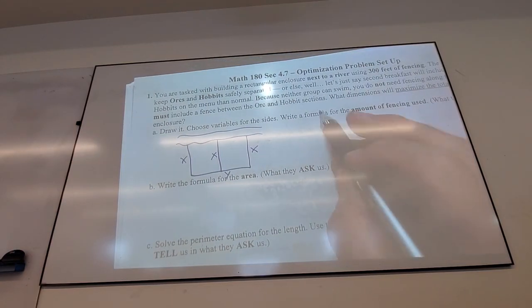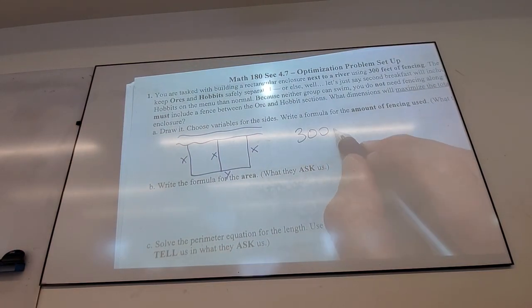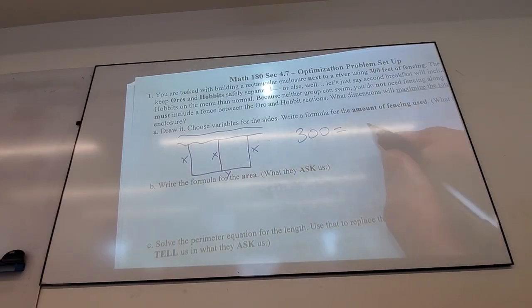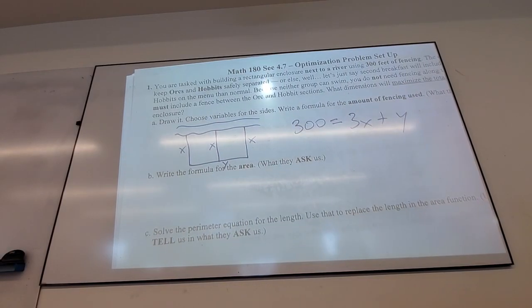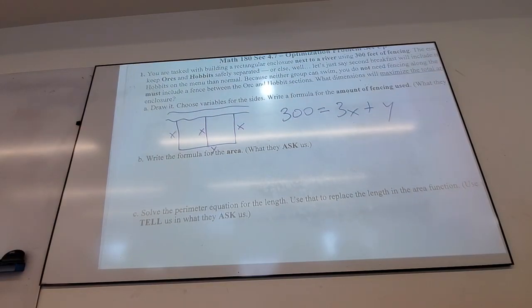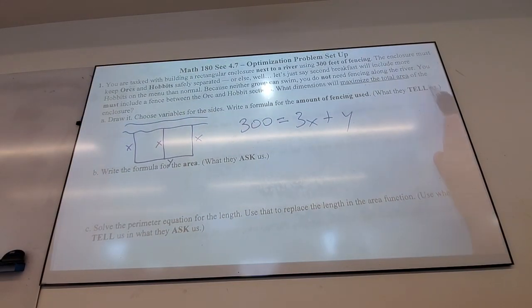So where do I put my 300 feet of fencing? It goes into making what? How many x's? 3 x's. Yeah, 3 sides that are x long, so 3 of these plus y, 1 of these. That's what I call what they tell us. Another teacher might call it the constraint function, because that is a constraint. We only got 300 feet of fencing. So this is a formula for what they tell us.